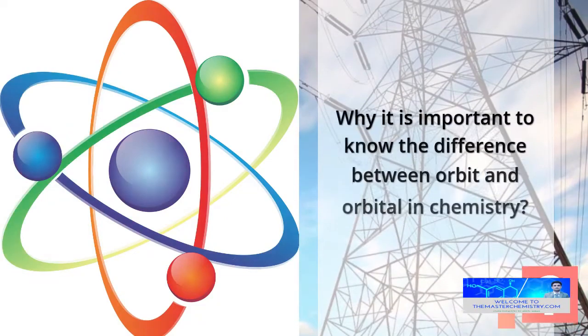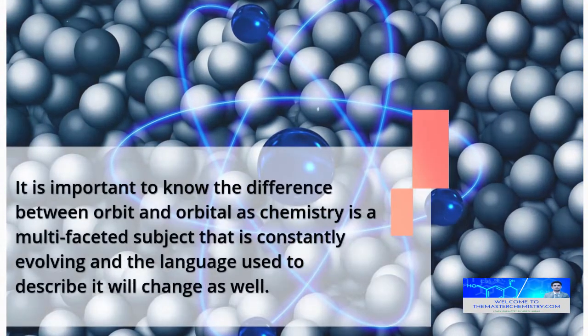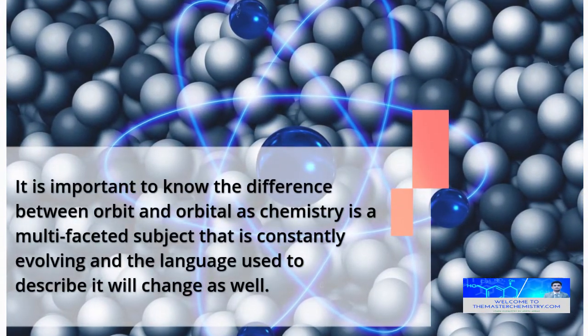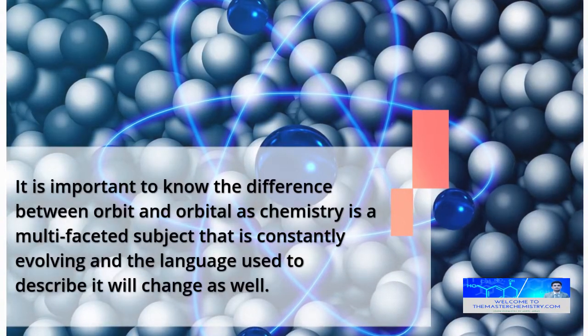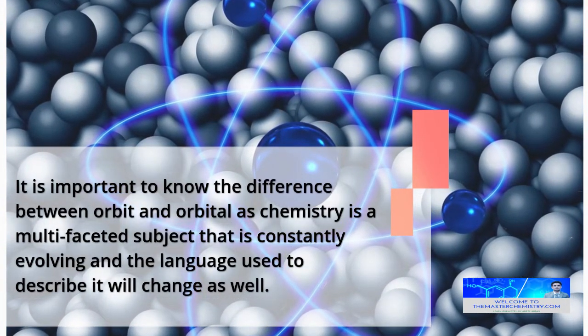Why is it important to know the difference between orbit and orbital in chemistry? It is important because chemistry is a multifaceted subject that is constantly evolving, and the language used to describe it will change as well.